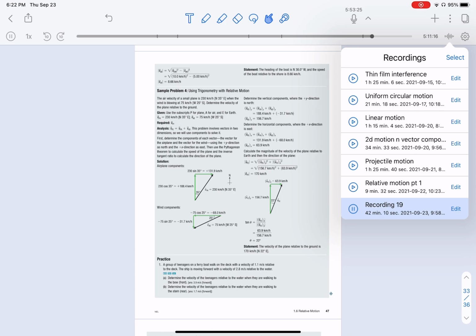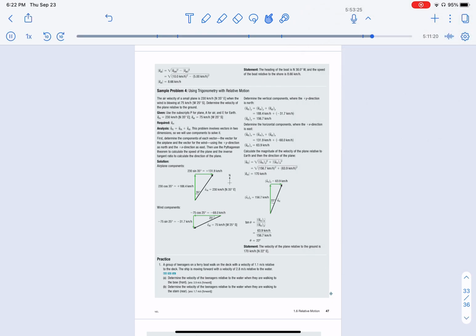I flicked to the slide yesterday about relative motion. So yesterday we touched on two topics, right? We did inertial and non-inertial frames of reference, so how you see something happening. And then relative motion is measuring motion based on your frame of reference.